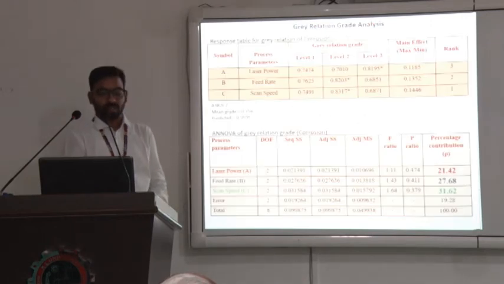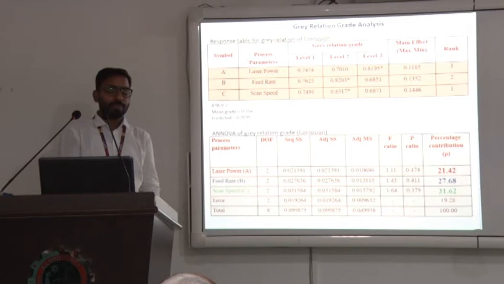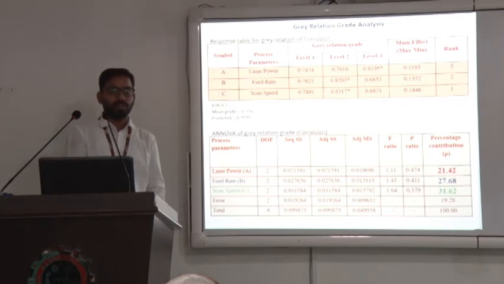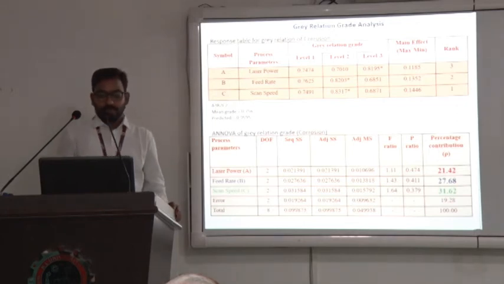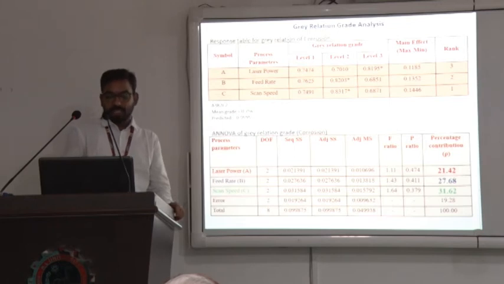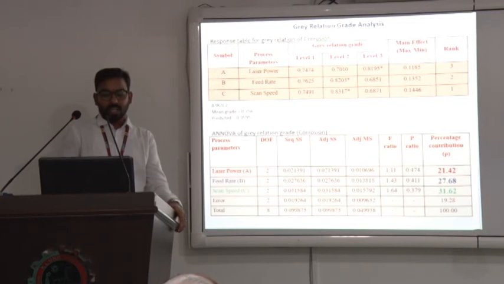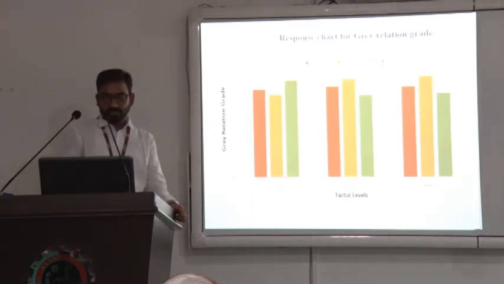Further, ANOVA is done for variation analysis using Minitab software, where we calculated the influence of process parameters like laser power, scan speed, and powder feed rate. It shows that scan speed has the highest influence at 31%. Next is feed rate with 27%, and laser power is very low at 21%. The combined effect of these three process parameters, called error, is 19%. Further, the response chart is drawn from the grey relational grade values.